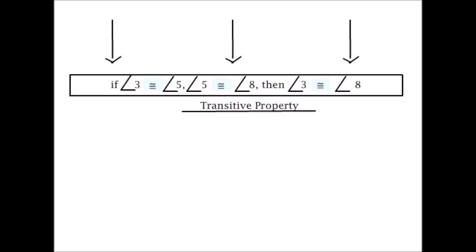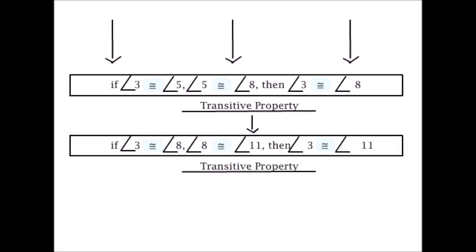So here's the statement. If angles 3 and 5 are congruent and angles 5 and 8 are congruent, then angles 3 and 8 are congruent. That's because of the transitive property. And under that, we put that if angles 3 and 8 are congruent and angles 8 and 11 are congruent, then angles 3 and 11 are congruent. And that's also because of the transitive property.